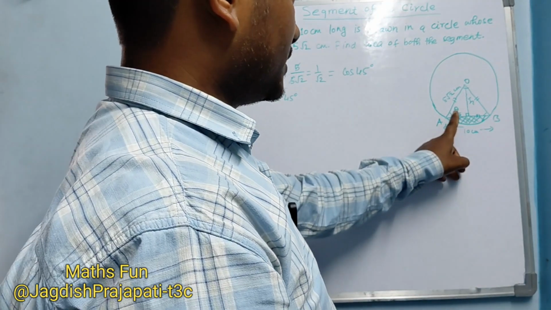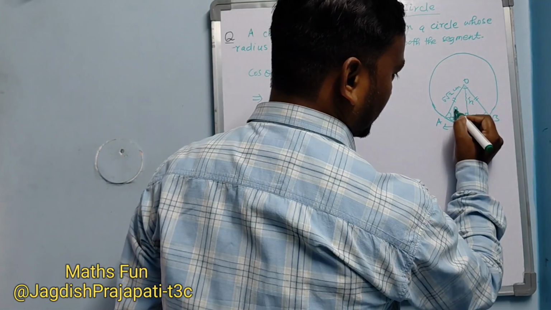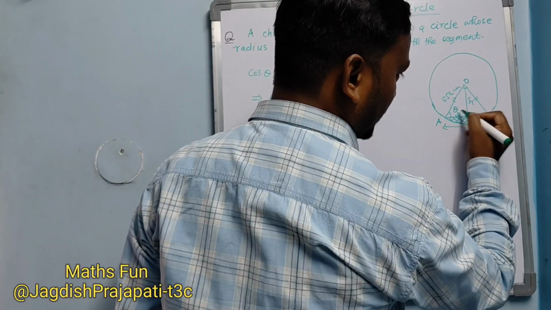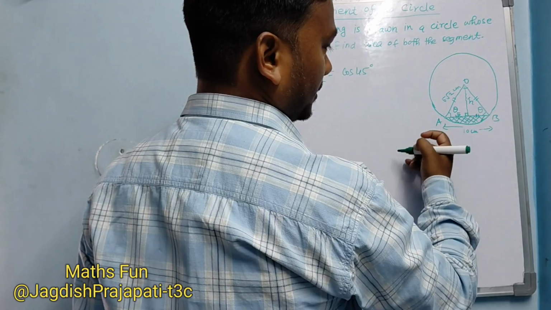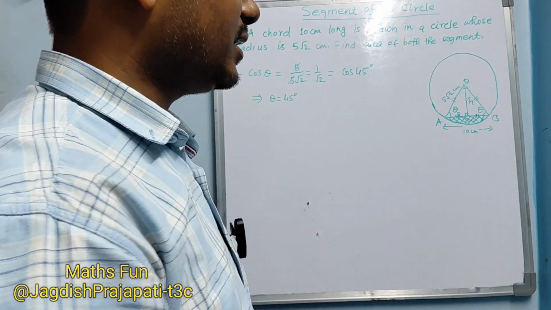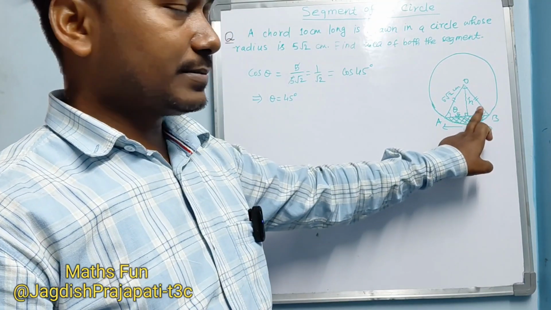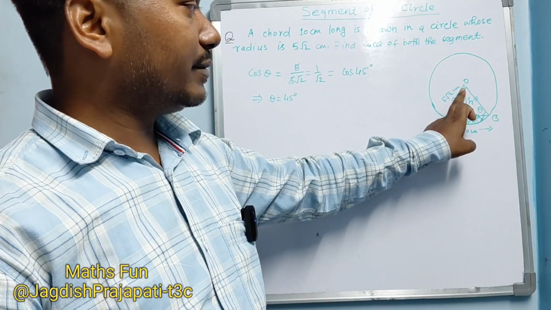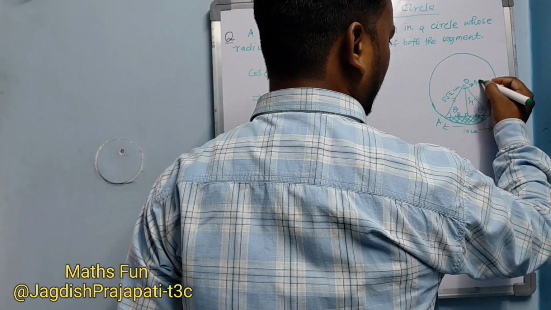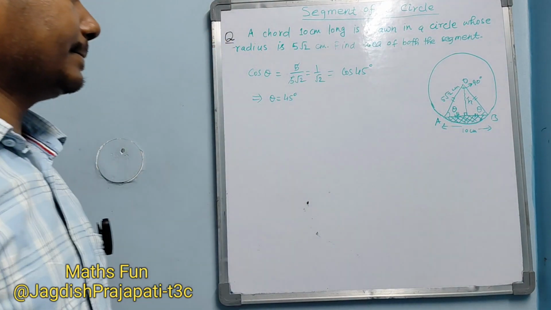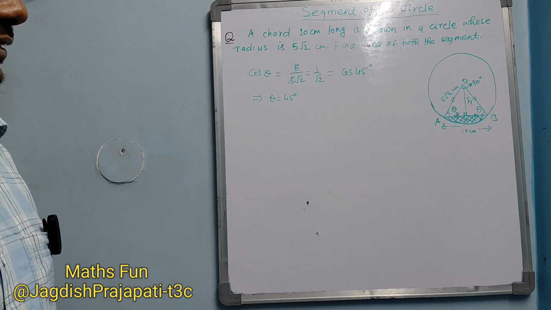So now we know this is 45 degree, and therefore this will be 45. Since these two sides are equal, their opposite angles will be equal, so this will be theta. So this is 45, this is 45, and in a triangle the total sum of the angles is 180 degree. So 45 plus 45 is 90 degree, therefore the remaining angle will be 90 degree. So now we know everything.